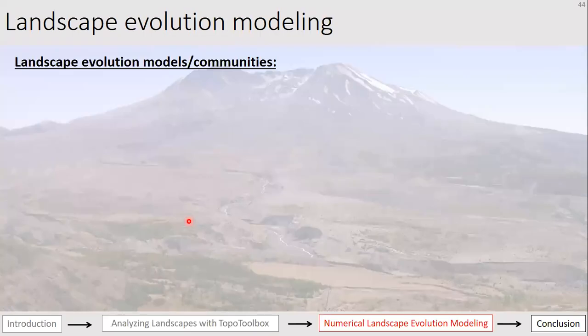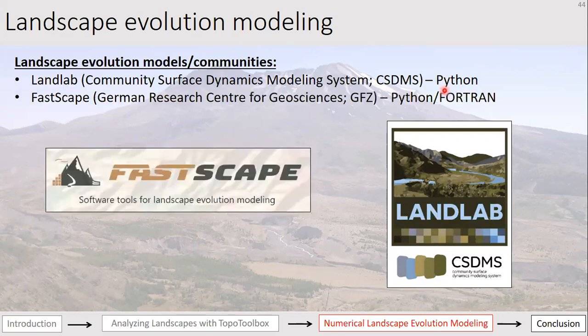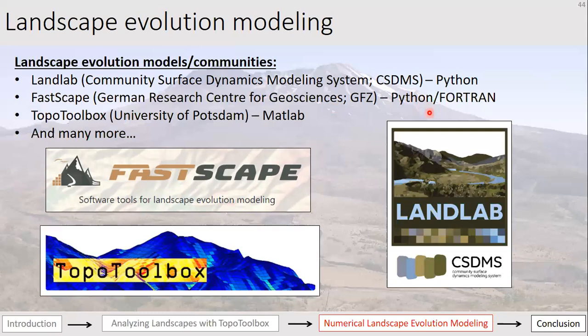Now that we've discussed these analyses, I'm going to switch gears a little bit and talk about landscape evolution models. Just like before, there are a variety of models that exist and communities that use those models. Three of the most common I know of include LandLab, from the Community Surface Dynamics Modeling System, which is mainly Python-based. The second is FastScape, from the German Research Center for Geosciences, which is both Python and Fortran-based. And of course, Topo Toolbox has its own landscape evolution model built into it. It's worth saying that there are many others that various researchers have made throughout the years.